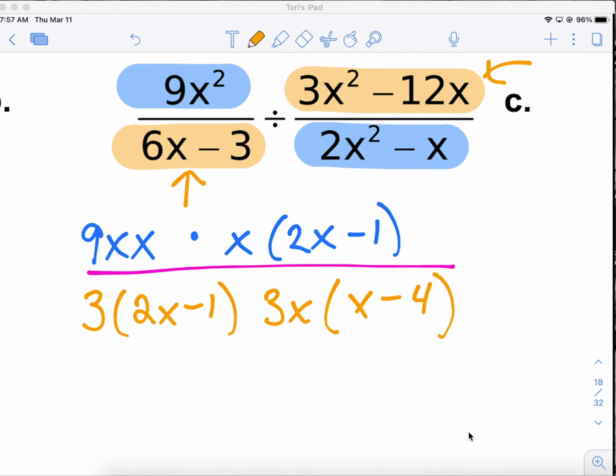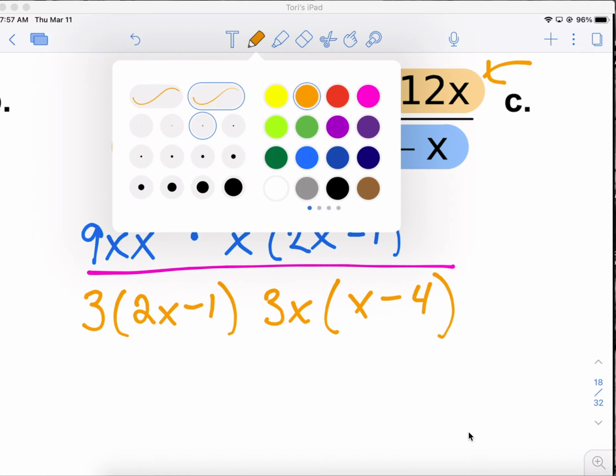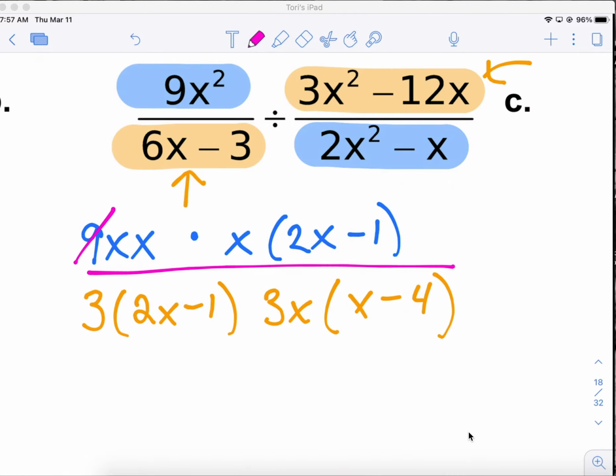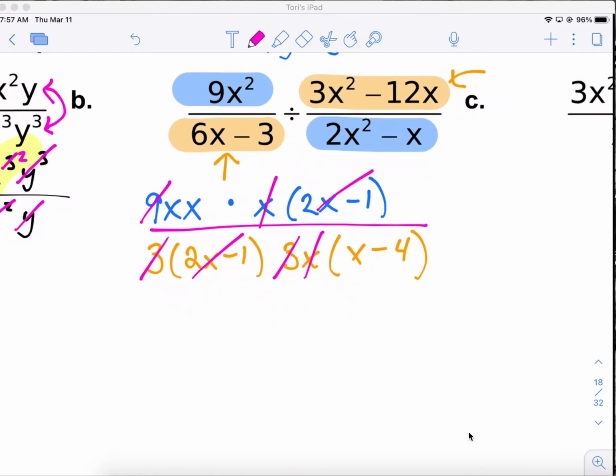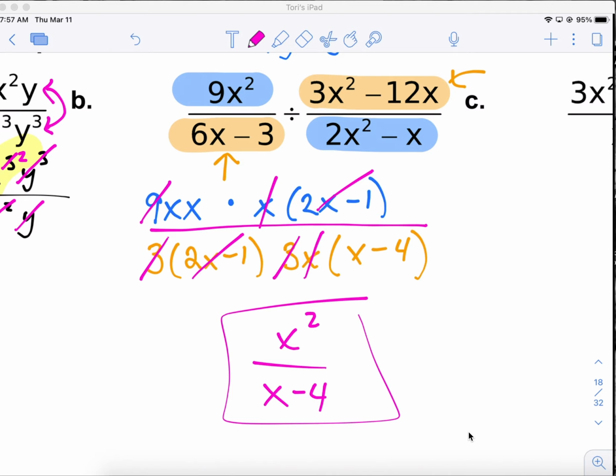All right, so looking at this, is there anything I can cancel? Well, yeah. A 9 is the same as 3 times 3, so I can get rid of that. I can get rid of 1x on top and this 1x on bottom. I can also get rid of the 2x minus 1, 2x minus 1. So the only thing that I have left when I make my final answer is an x squared on top, so 2x's left over, and then I have that x minus 4 on the bottom. No parentheses needed, nothing to multiply back together except these x's right here.